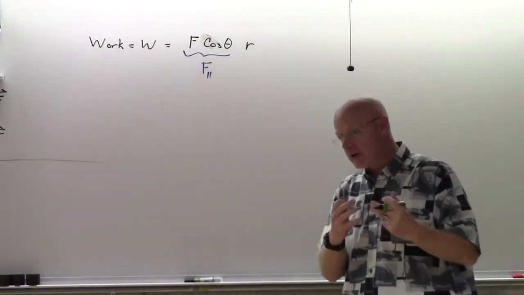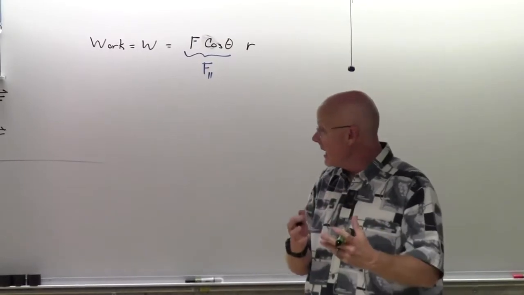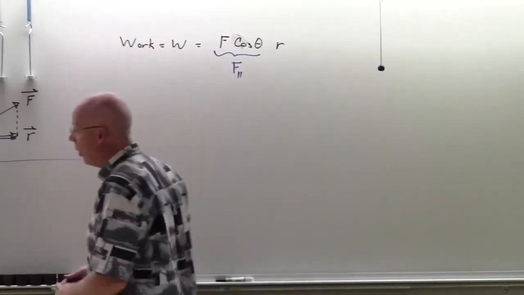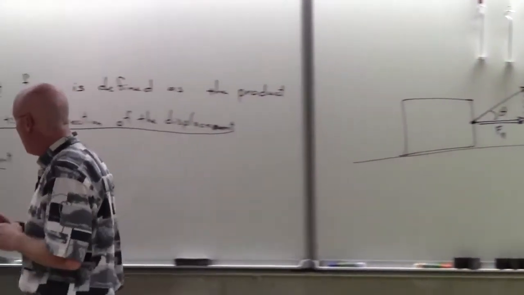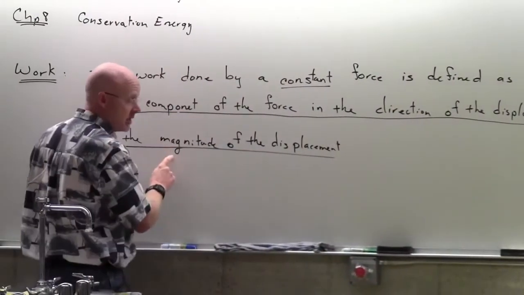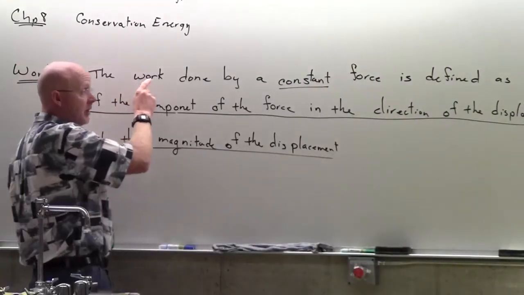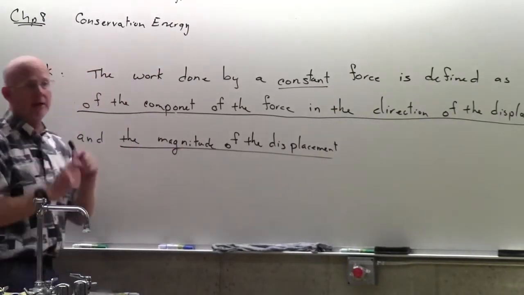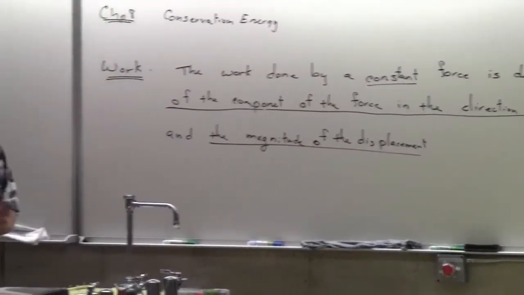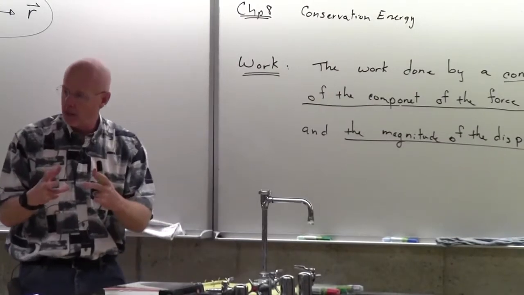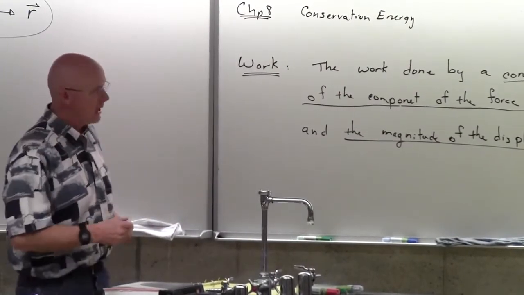I took two vectors and I got a scalar. I got a number. I got work. And so the component is just a number. The magnitude of the displacement is just a number. And when you multiply those together, you get the work, which is just a number. And so I've really taken two vectors and combined them in a way to get just a scalar.